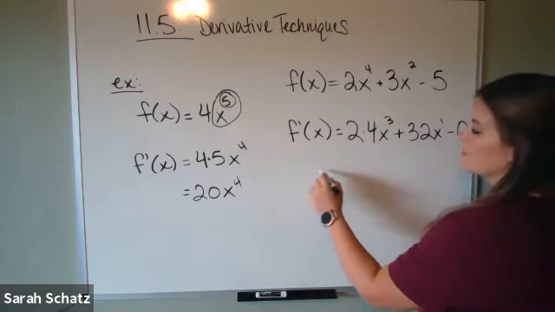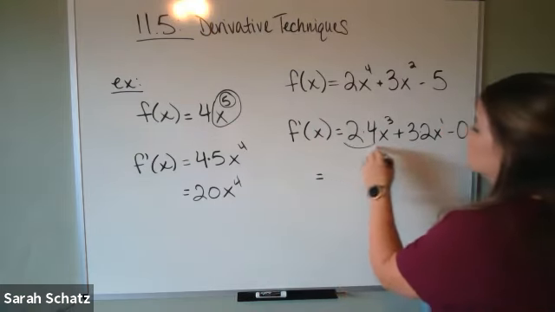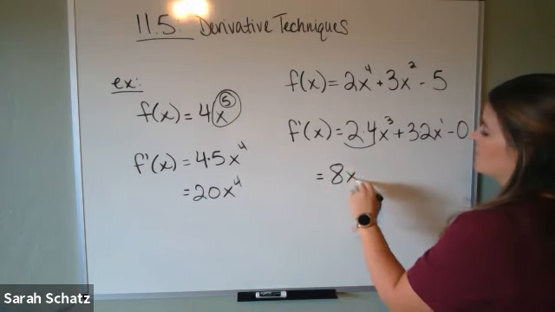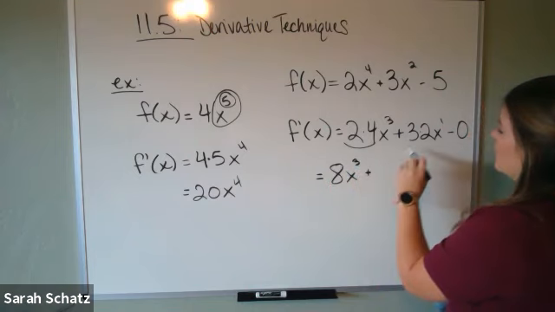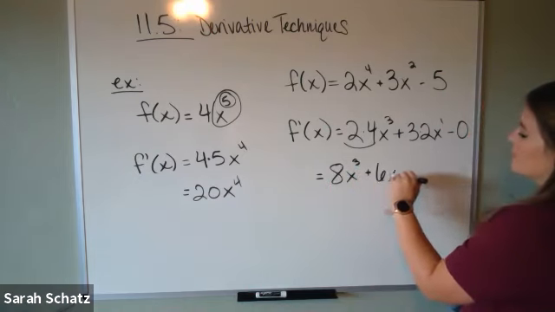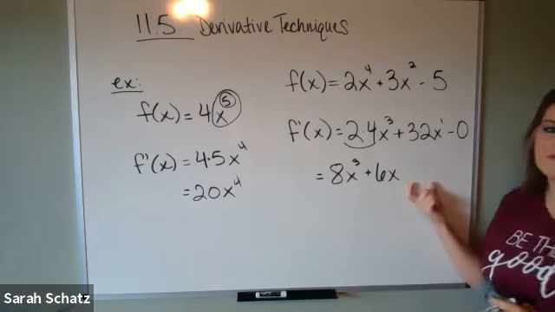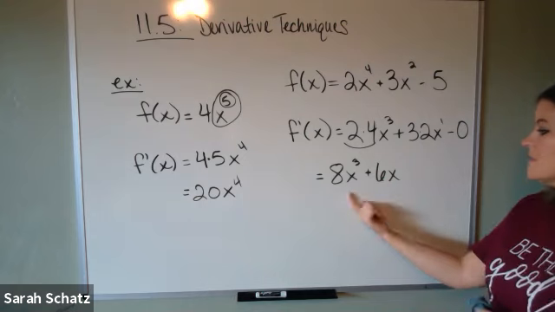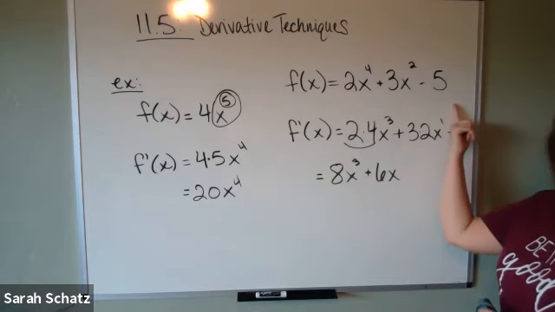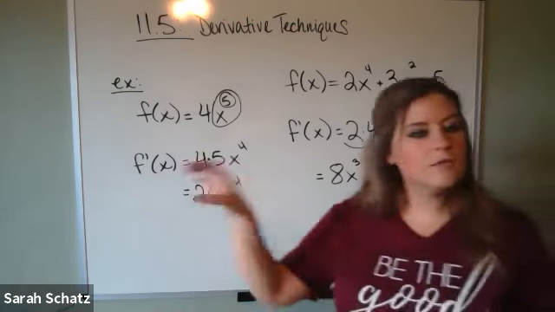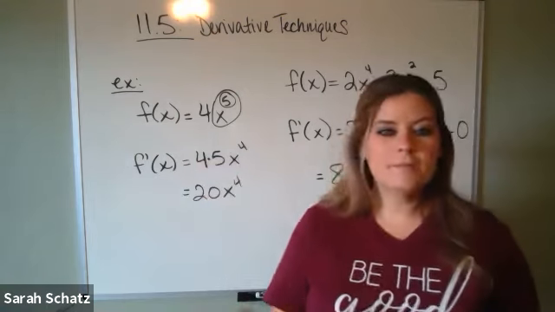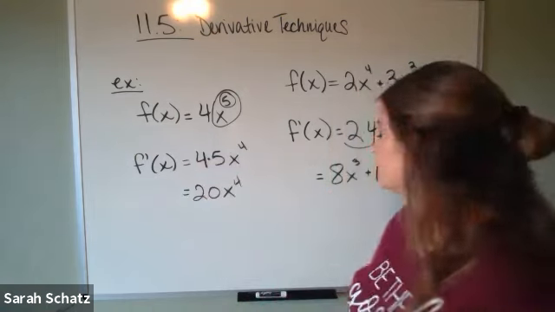So let's simplify this a little bit. This 2 times 4, we get 8x cubed, plus the 3 times 2 is 6, and that's just x to the first, so I'll just say 6x. And this minus 0, I'm not even gonna write that. So you guys, this is the derivative of that, just going term by term using the power rule, coefficients, or constant rules.